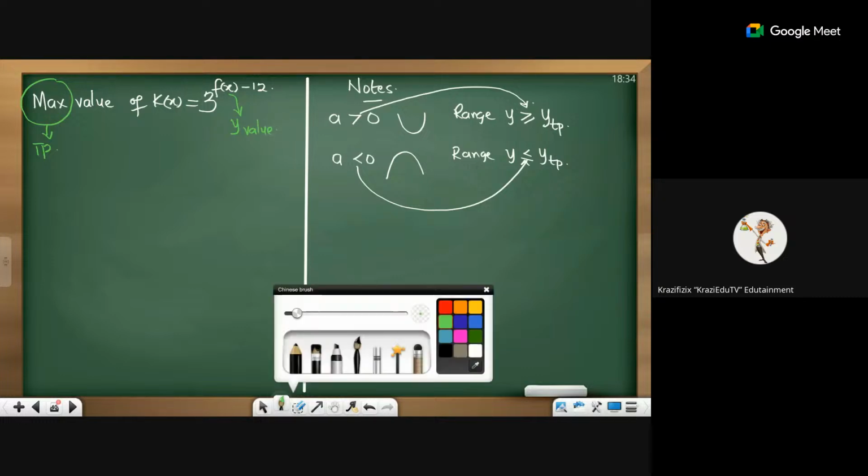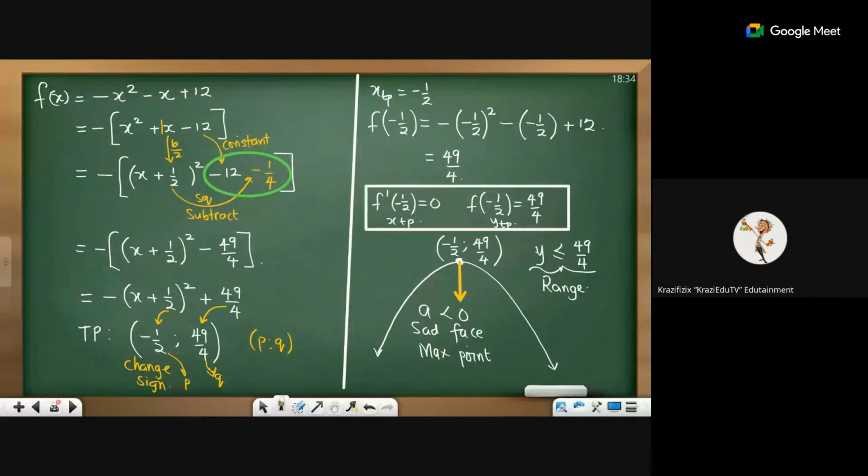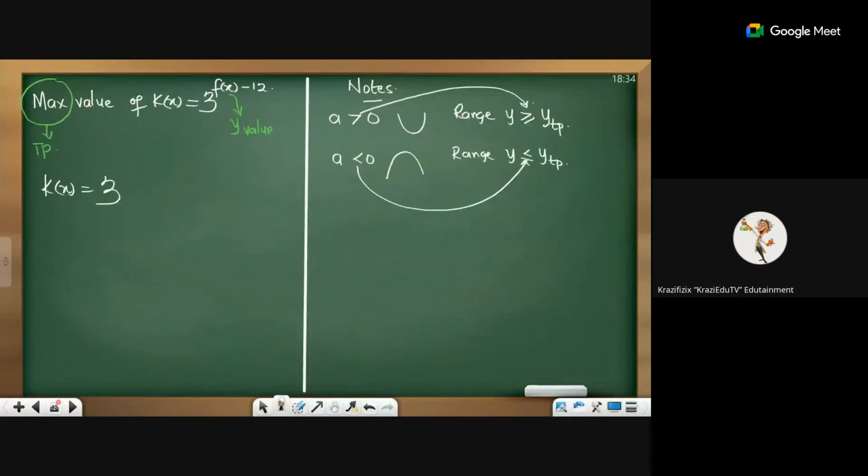The y value. Can I then say, determine the y value of the maximum of f of x? We just did that. 49 over 4. That's the maximum value for what? F of x. And why are we saying maximum? Because of the shape. So that is 49 over 4 minus 12. Please put this in a calculator and you're done with that question.